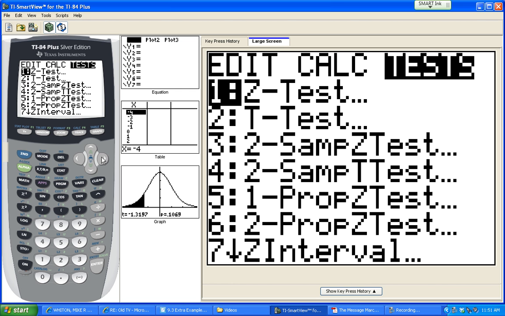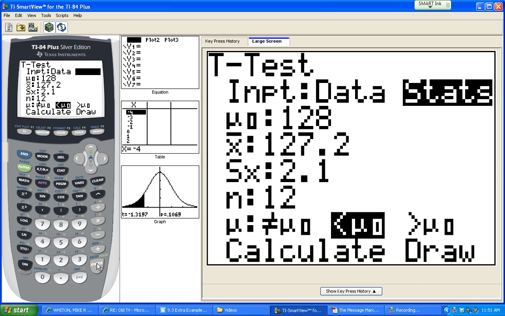Okay, we're using t instead of z because we did not know sigma. We just knew the standard deviation of our sample, so we have to use a t-test. Now there's two ways to do this.